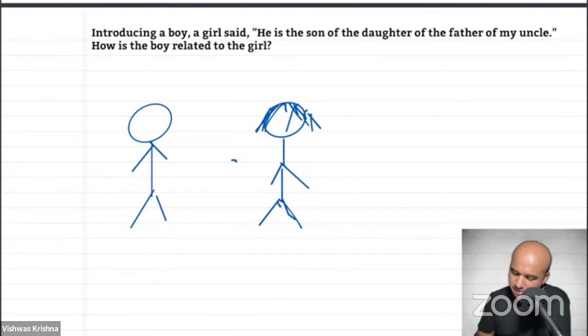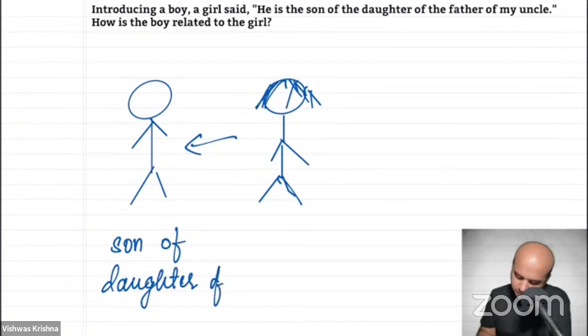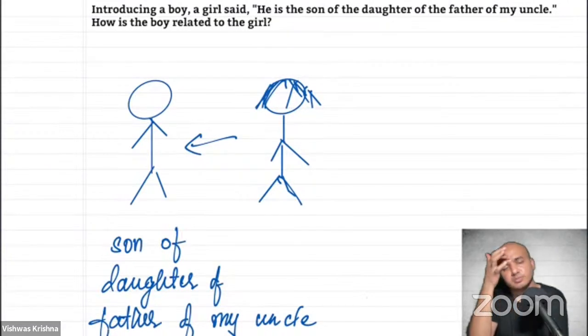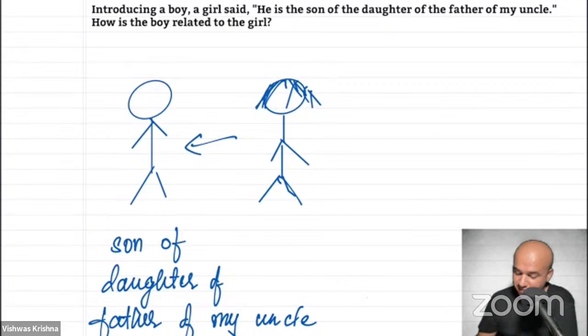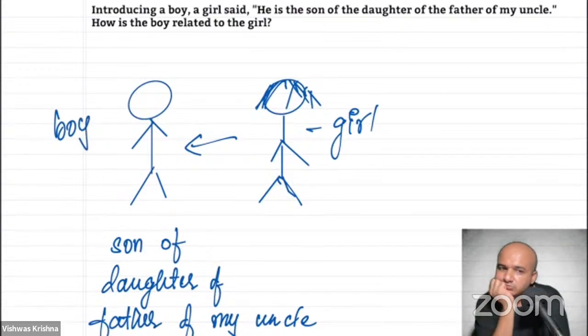This girl said, looking at this boy, introducing this boy, she said, he is the son of daughter of the father of, okay, 1 second, father of my uncle. This, by the way, is a girl, and this is a boy. This girl, pointing towards that particular boy, what did she say? This fellow is the son of daughter of father of my uncle.